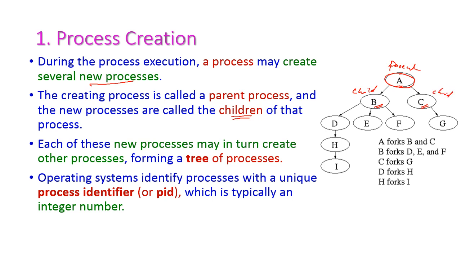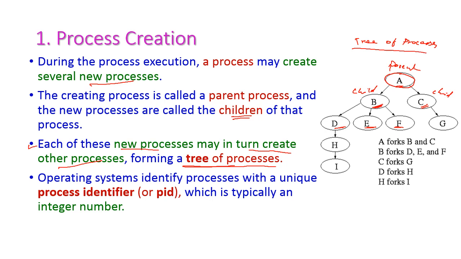Each of these new processes may in turn create other processes. See here, during the execution of B, process B will create D, E and F. Other processes can also be created during execution. Hence, this will create a tree of processes. This is the process tree.